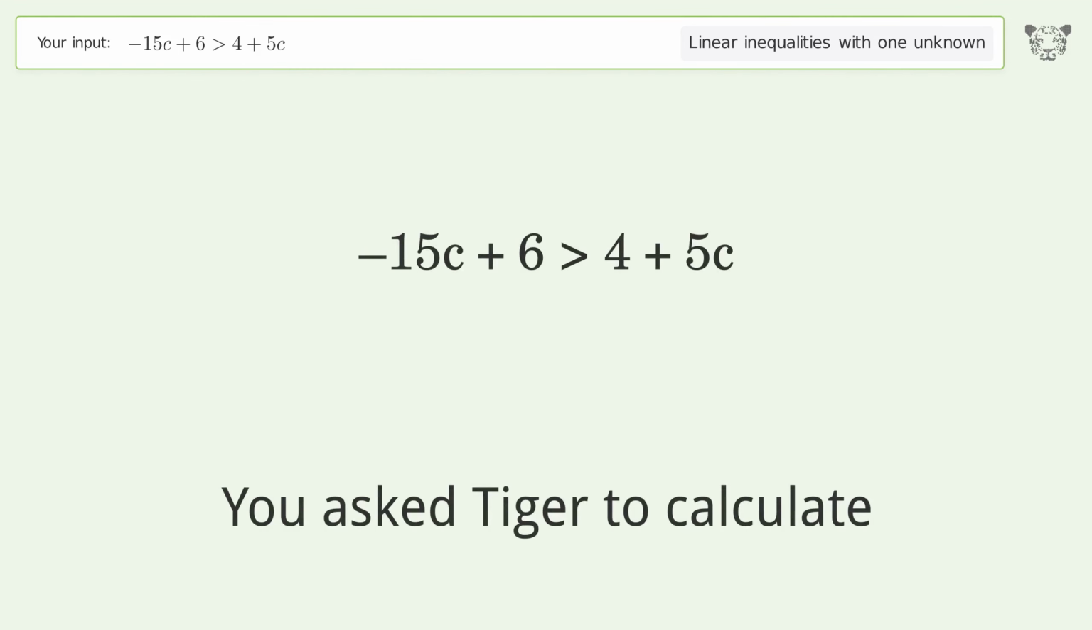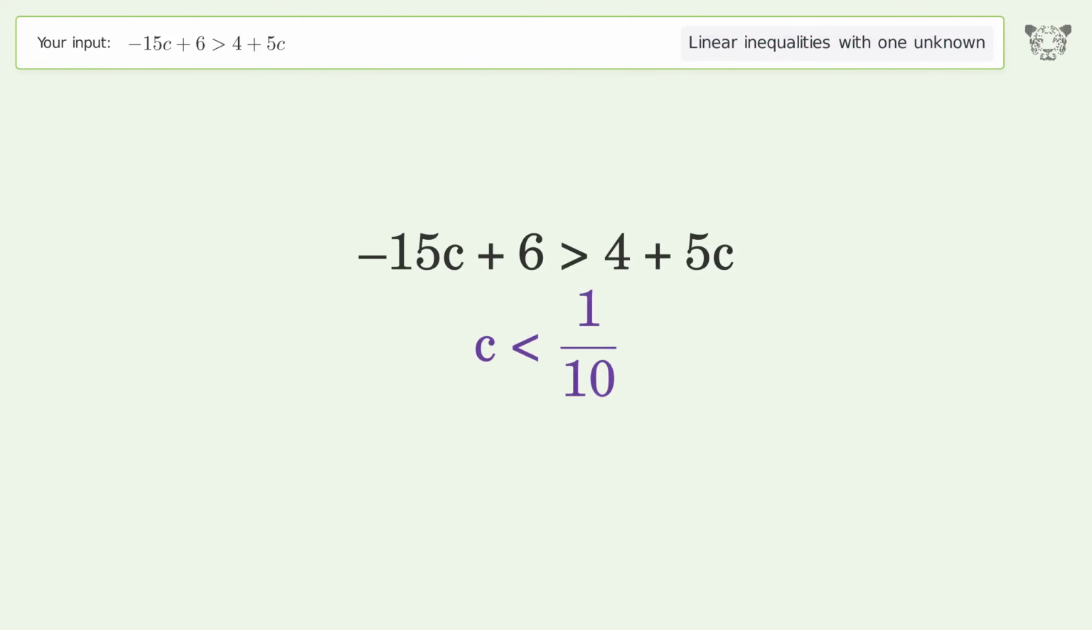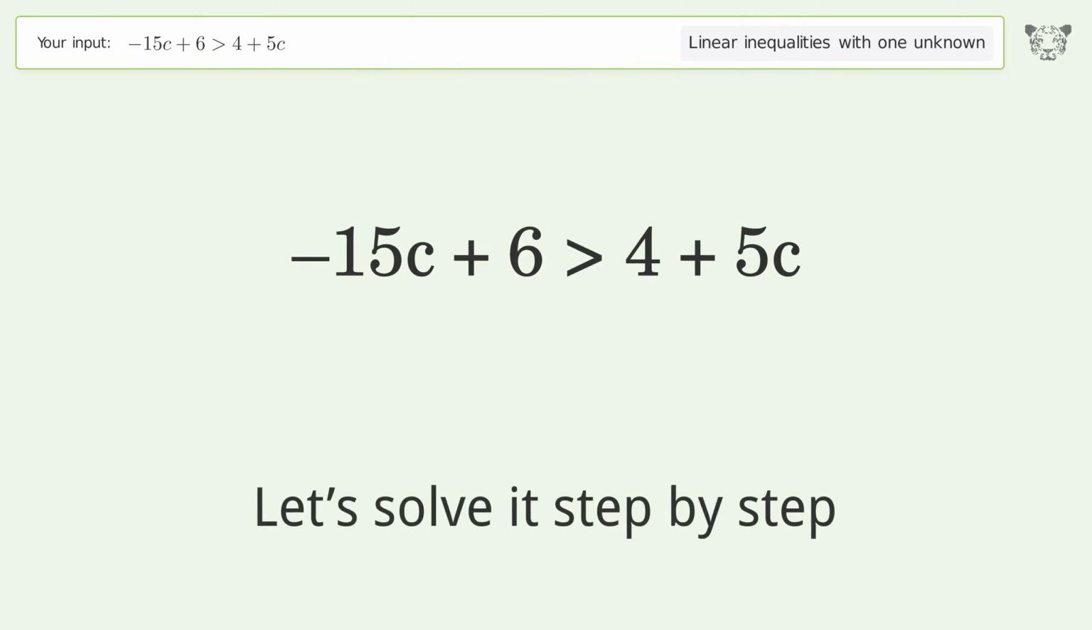You ask Tiger to calculate. This deals with linear inequalities with one unknown. The final result is c smaller than 1 over 10. Let's solve it step by step.